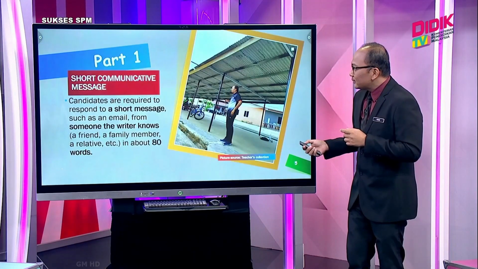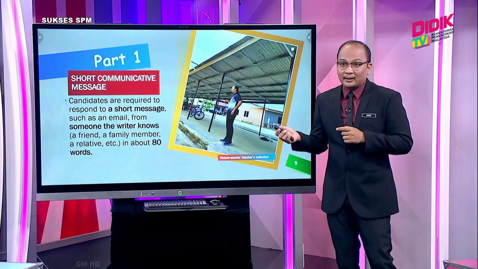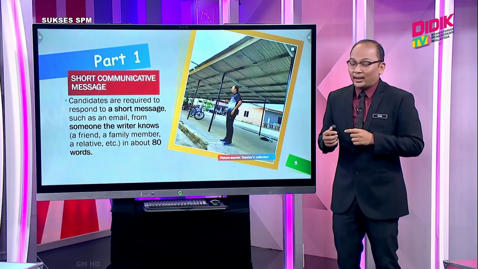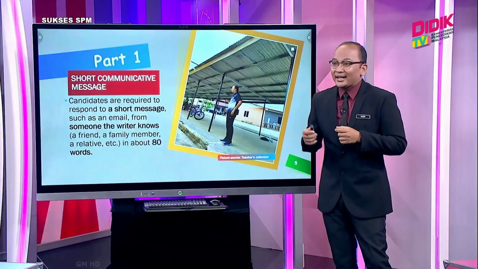These are among the things that we need to know. Part 1 is the short communicative message. For the short communicative message, candidates are required to respond to a short message, such as an email, from someone the writer knows, a friend, a family member, a relative, etc. This should be written in about 80 words.